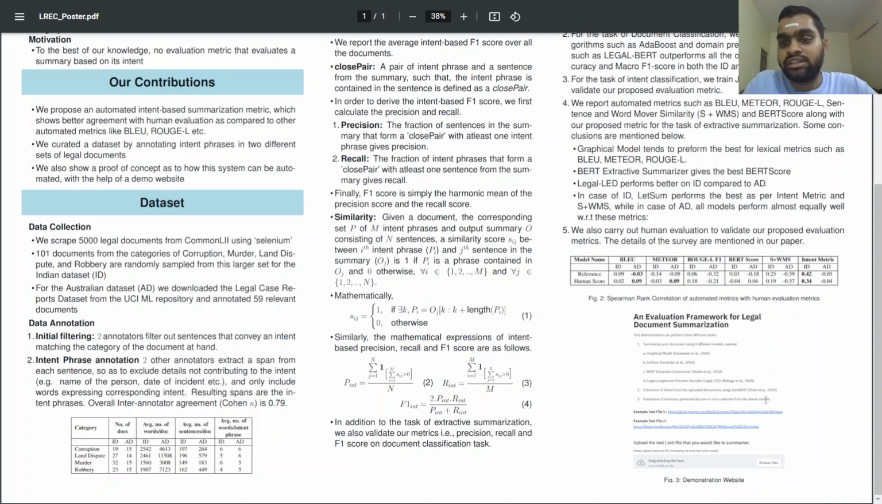So graphical model tends to perform the best for lexical metrics such as BLEU, ROUGE-L, and METEOR. The BERT extractive summarizer gives the best BERTScore, which we have an intuition for. The Legal LED performs better on Indian dataset as compared to the Australian dataset. And in the case of Indian dataset, the LetSum performs the best as per intent metric and S plus W MS score. While in case of Australian dataset, all the models perform almost equally well with respect to these metrics.